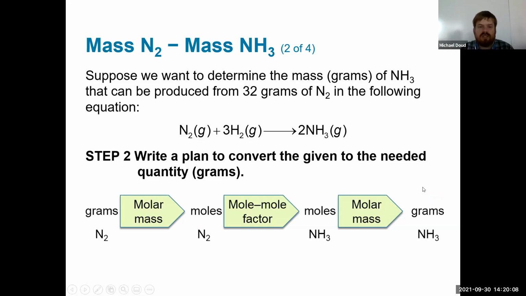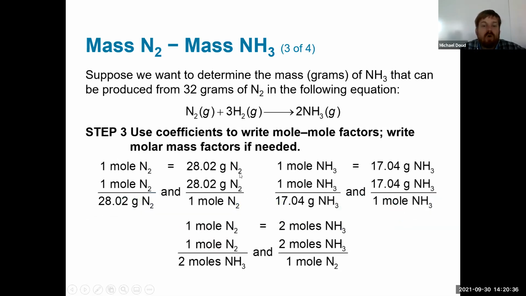And now we know how to do each of these things. The molar mass of nitrogen, of course, is just 2 times the molar mass of nitrogen on the periodic table. The mole-mole ratio for nitrogen to ammonia, well, 1 mole of nitrogen produces 2 moles of ammonia. So it's 2 moles of ammonia per 1 mole of nitrogen. And then finally, the molar mass of ammonia is going to be 1 times the molar mass of nitrogen plus 3 times the molar mass of hydrogen.